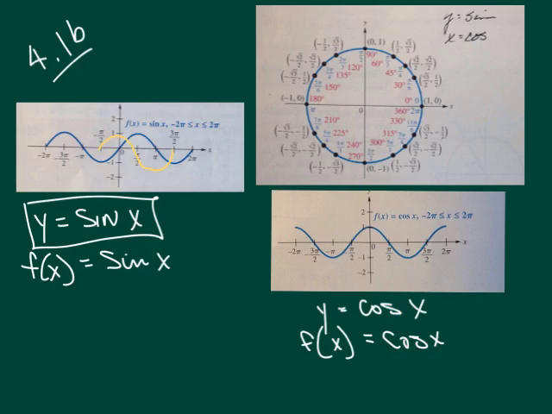So let's talk about the period of a sine, and we had mentioned that a little bit earlier. So the period of a sine is 2 pi. That's where it starts repeating itself. Alright, let's look at the period of a cosine. It is also 2 pi.